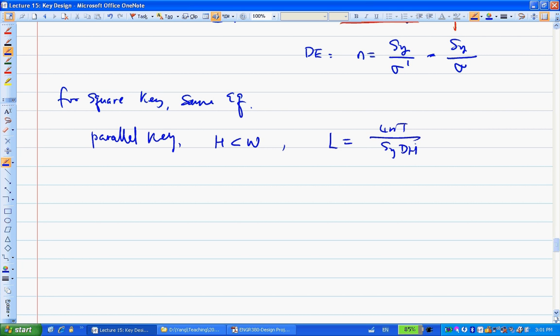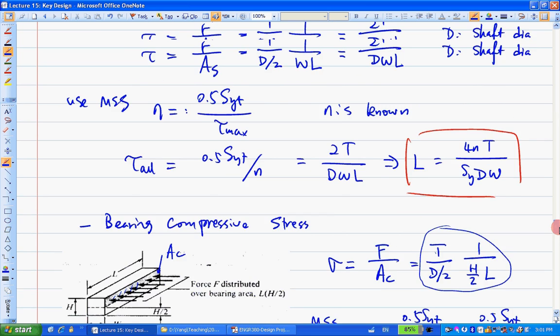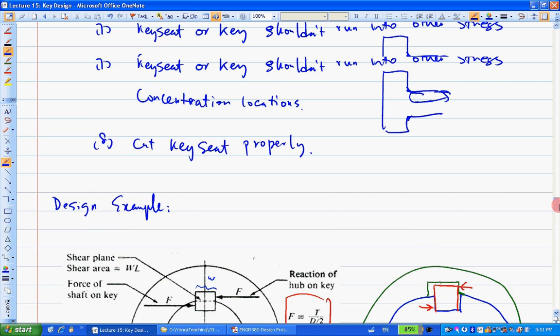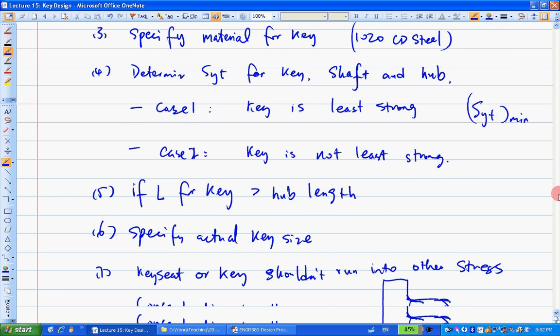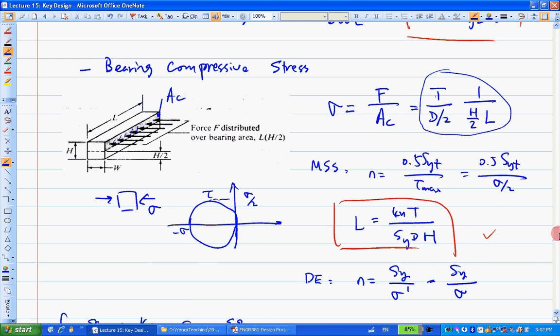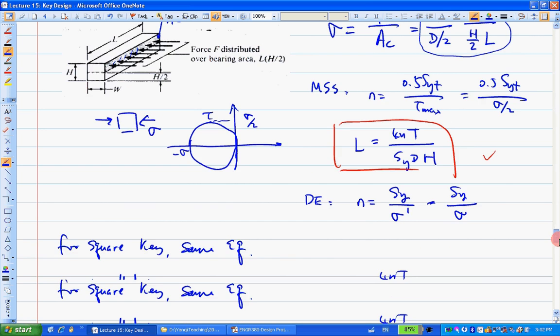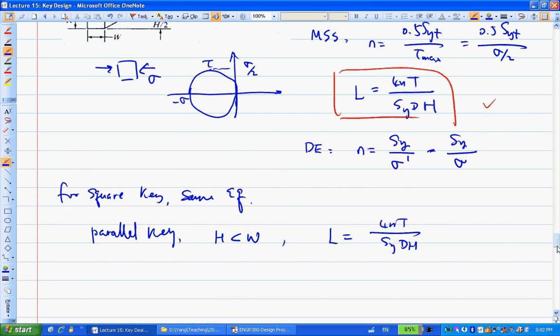Before we move on to an example, I did mention in the process that there are two cases. A special case is when the key is not the least strong material. Probably the shaft is less strong, or the hub is less strong. In that particular case, when you design for L, instead of designing L for the key to prevent the key from failure, you design L to prevent the shaft or the hub from failure.